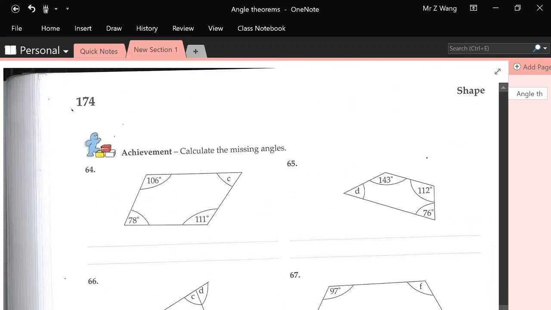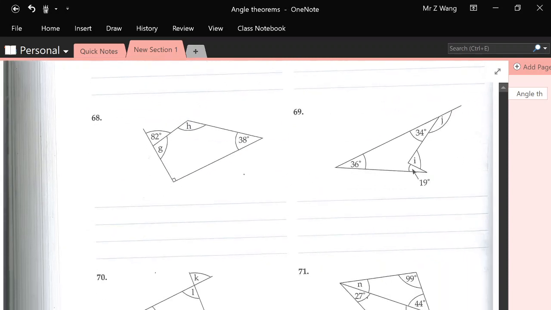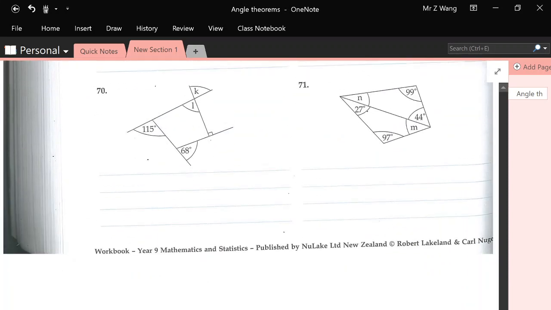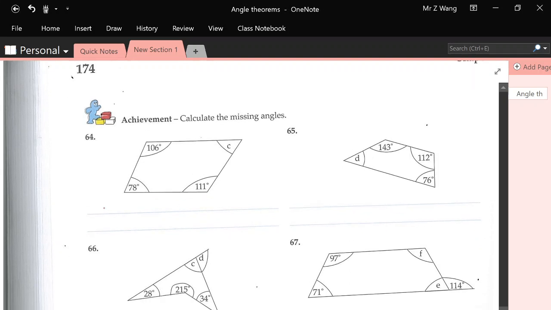Okay? Now, this one, it's the same thing. This is a quadrilateral. What does quadrilateral mean? Any four-sided polygon is a quadrilateral. The interior angles add up to 360. Okay. Now this is 360 minus 106 minus 78 minus 111. Right. So angle C equals this.